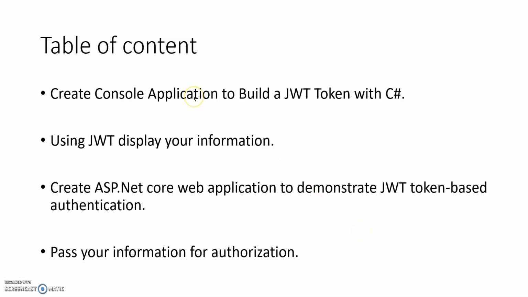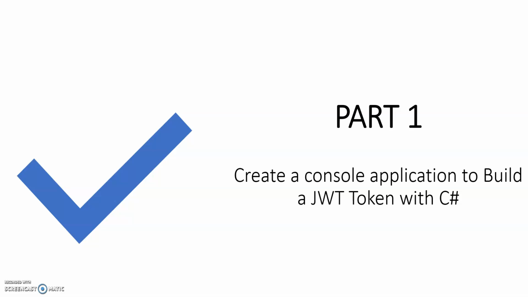First, the assignment is divided into two parts as discussed. The first part is to create the console application to build a JWT token with C Sharp, and the second is to create an ASP.NET Core web application to demonstrate the JWT token based authentication and pass the information for the authorization.